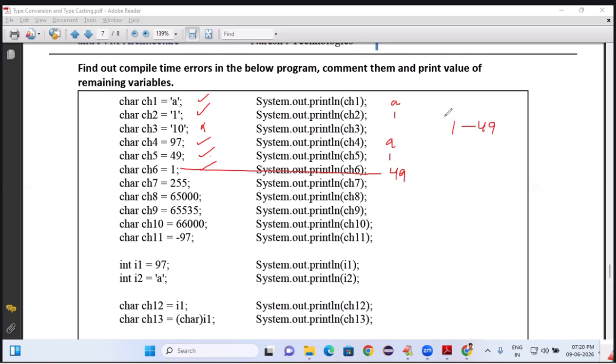1 is 49, single quote 1 is 49. 1 is an integer, 49 is also an integer. How would an integer match an integer? Single quote 1 is 49. Single quote a is 97. Single quote capital A is 65. Single quote 1 is 49. Not 1 is 49.